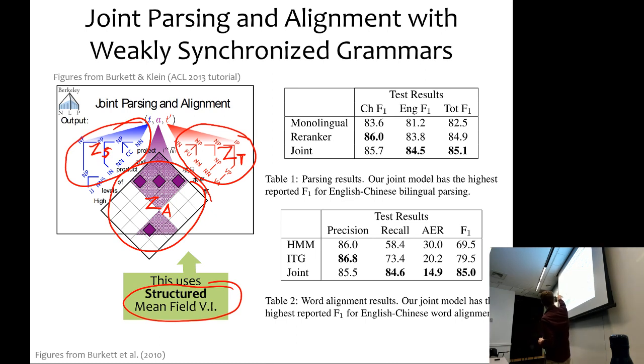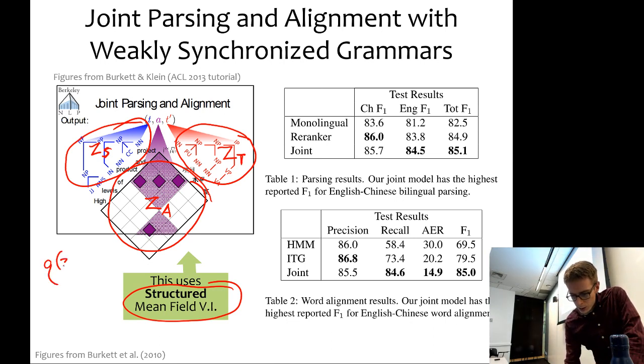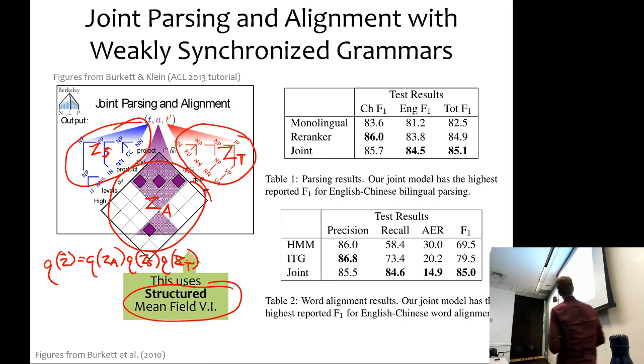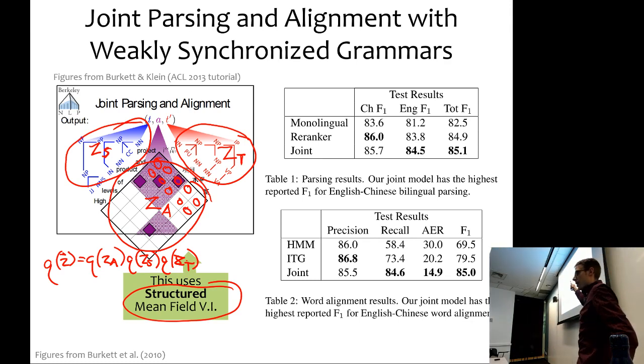And so if you have efficient algorithms for reasoning about the space of all possible trees, then you could have your mean field approximation look like Q of Z decomposing into Q of Z_A times Q of Z_S times Q of Z_T. Rather than having a whole bunch of tiny little variables, like one here, one here, one here, one here, one here, one here, one here, right? And having the mean field break up over each individual binary variable saying, is this word aligned to another word?